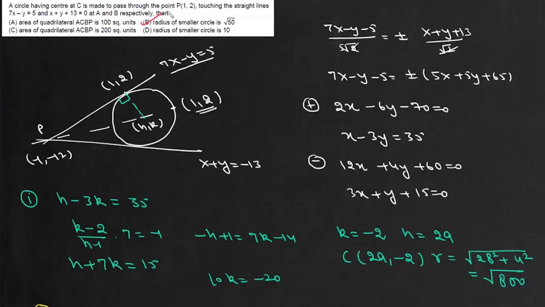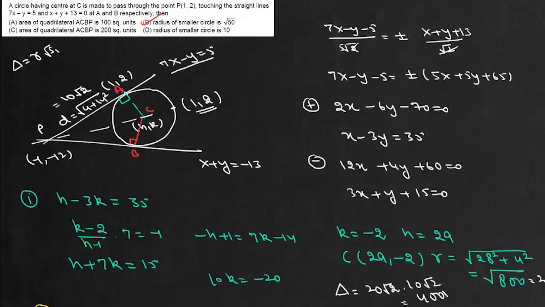Now we will find the area of this quadrilateral ACBP. Now we know that the area of this quadrilateral is R into under root S1, and under root S1 is this distance. So this distance is under root of 4 plus 14 square. This is 10 root 2. Now if we consider the radius as this value, which is 20 root 2, then this area will be 20 root 2 into 10 root 2, which is 400 square unit.